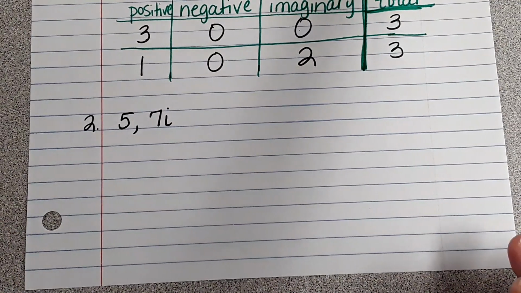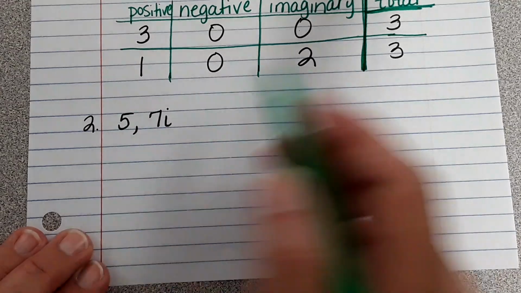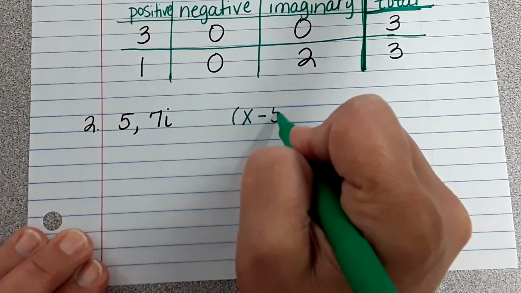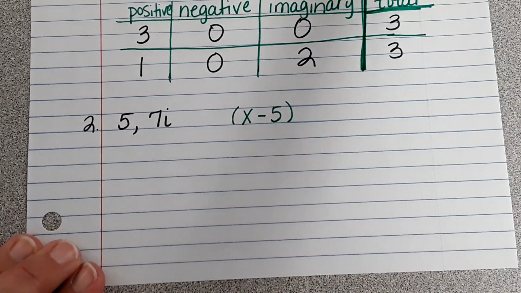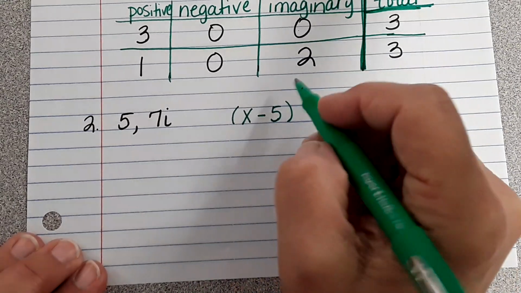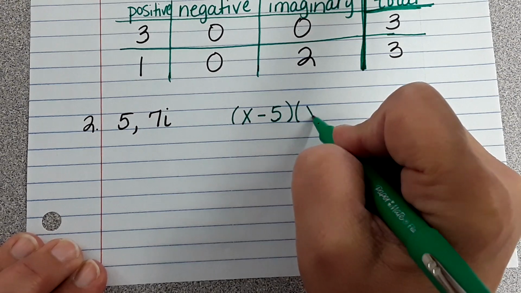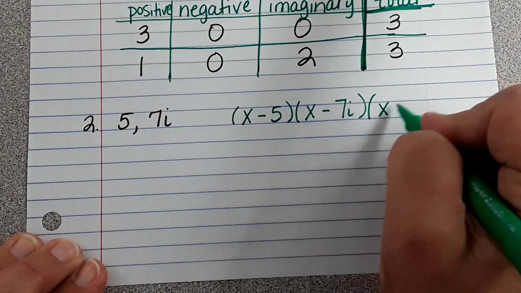Number 2 says, write a polynomial function that has these roots. So these are roots, not factors, roots. So 5 is a root. So how do I write it as a factor? If it's positive 5, what's its factor look like? X minus 5. Perfect. Then I have a root of 7i. That's the root. If you watch my videos, you know that imaginary roots and irrational roots always come in pairs. So this factor is going to be x minus 7i. And then it has a pair, which is going to be plus.